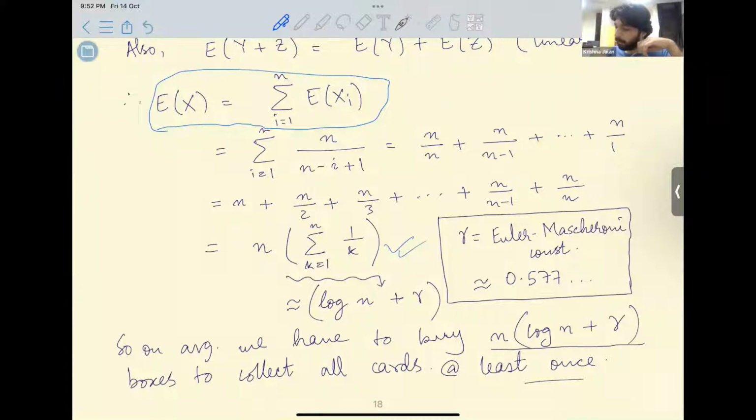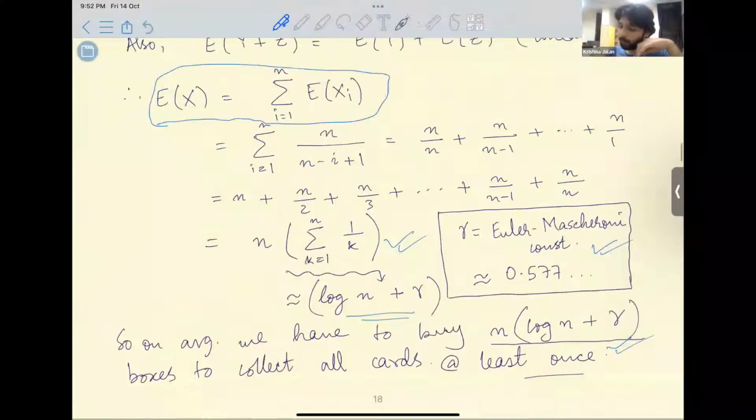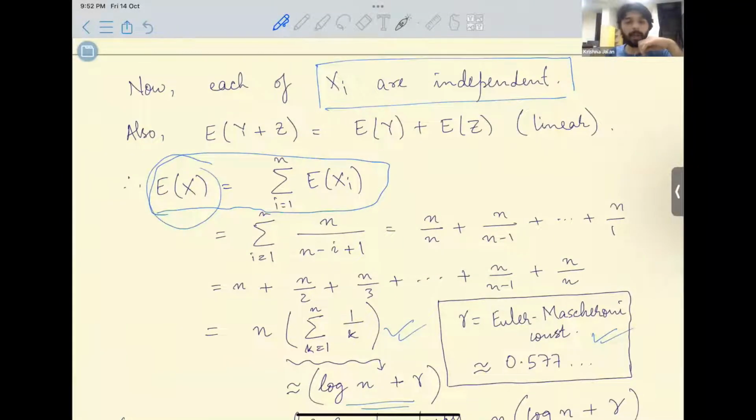And this series has a well-defined formula, which is approximately log n plus gamma, where this gamma is something called the Euler-Mascheroni constant. Okay. So on average, I have to buy n times log n plus gamma boxes to ensure that I have at least one of each card. So that's the essence of this problem. So I have to find this expectation value. Okay. I hope I was not, I think I was not very clear, but if you have any questions, any particular step you want to understand, you can ask.